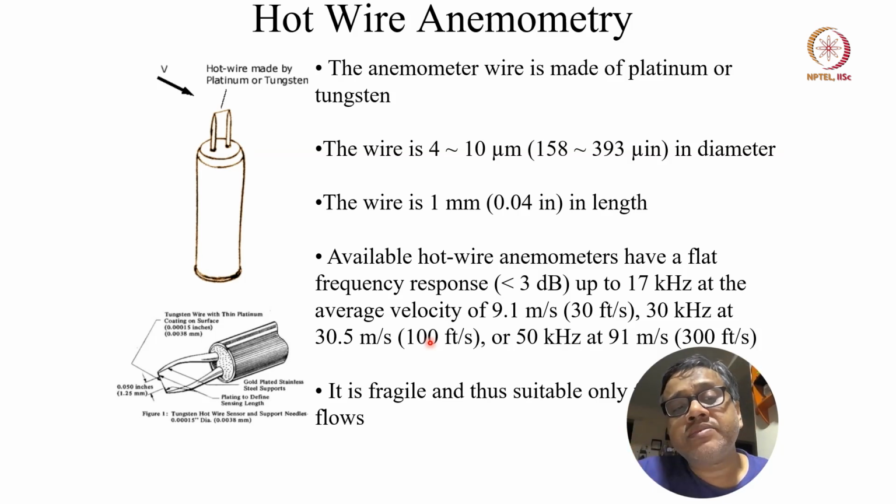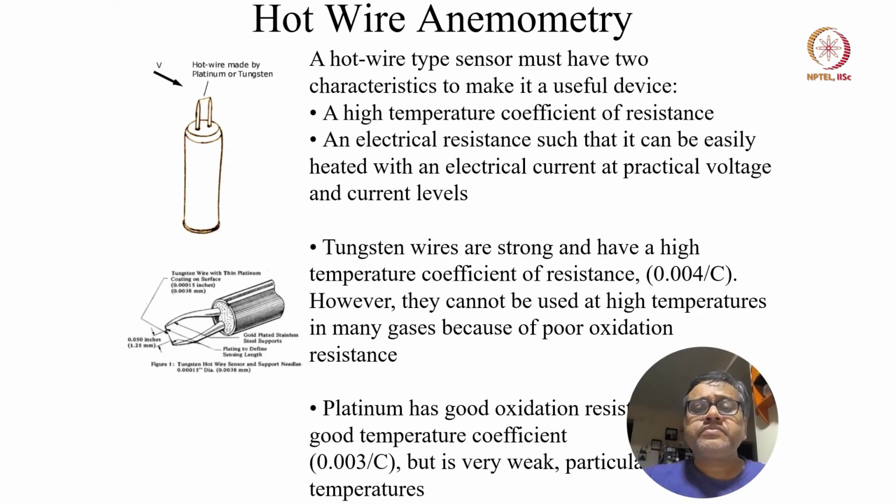Okay, because we will see why that thinness of the wire is actually needed. It is a very fragile piece of equipment. That much we know for sure. So the hot wire type sensor must actually have two characteristics to make it very useful. It should have a high temperature coefficient of resistance and an electrical resistance such that it can be easily heated with an electrical current at practical voltage and current levels.